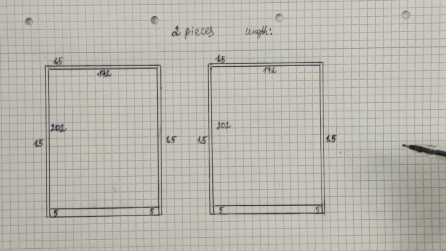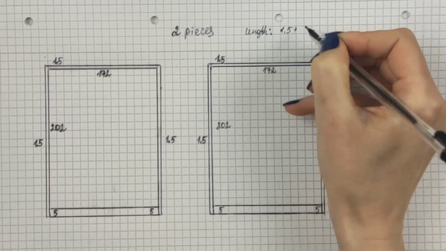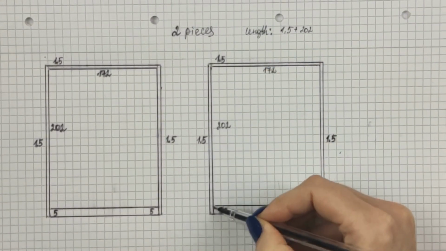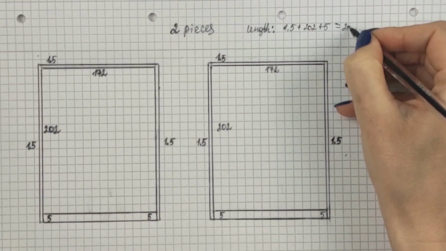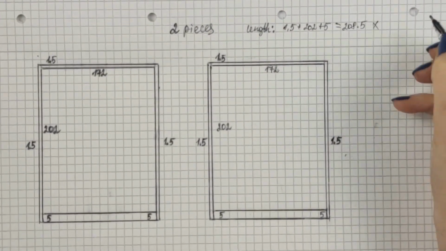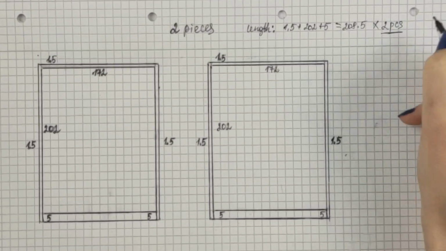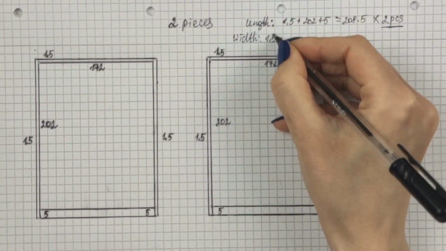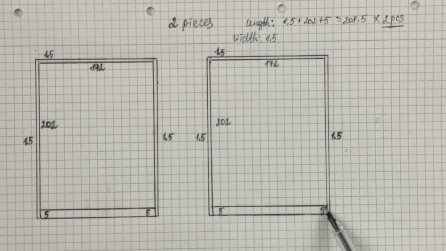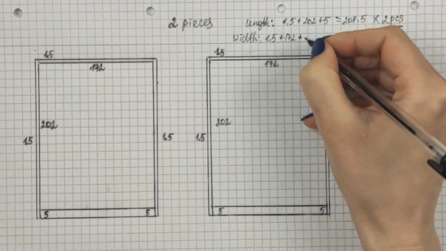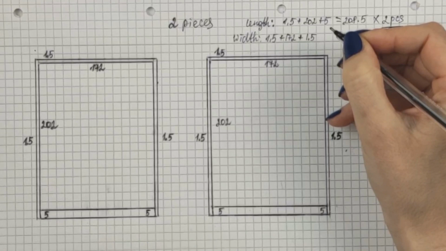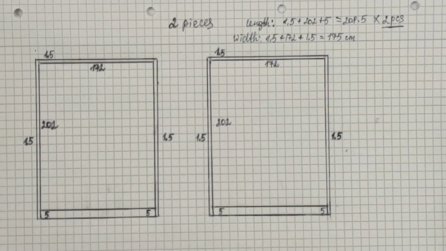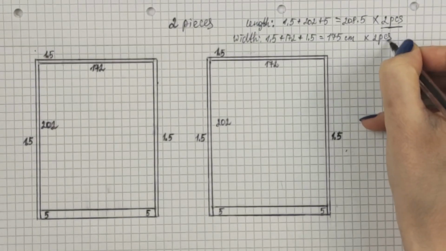Calculate the length. 1.5 plus 202 plus 5 equals 208.5 centimeters. We will need two pieces of this measurement. And the width, 1.5 plus 172 plus 1.5 equals 175 centimeters. Again, two pieces of this.